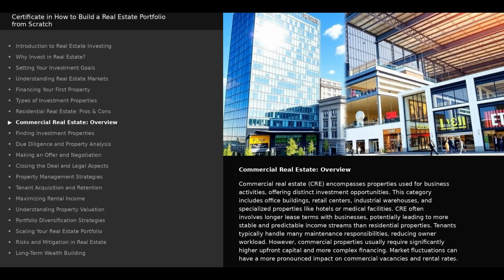However, commercial properties usually require significantly higher upfront capital and more complex financing. Market fluctuations can have a more pronounced impact on commercial vacancies and rental rates. Understanding the specific industry trends and economic health of the area is paramount for successful CRE investment. Despite the complexities, the potential for higher returns and professional tenants attracts many experienced investors.